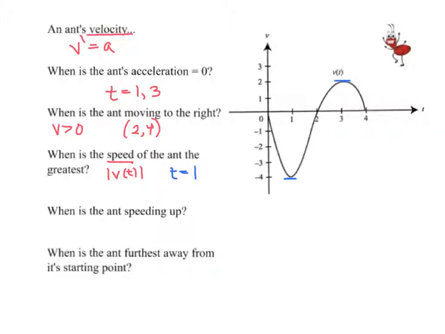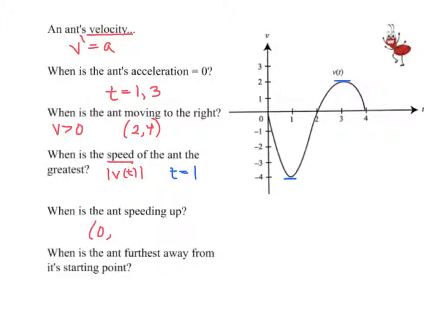Now, speeding up using a graph, I think the easiest way is to talk about the fact that whenever the velocity is moving away from 0, the ant is speeding up. When the velocity is moving towards 0, you're slowing down. I hope that makes sense: if your velocity is going closer and closer to 0, you're slowing down, and if your velocity is going further and further away, you're speeding up.